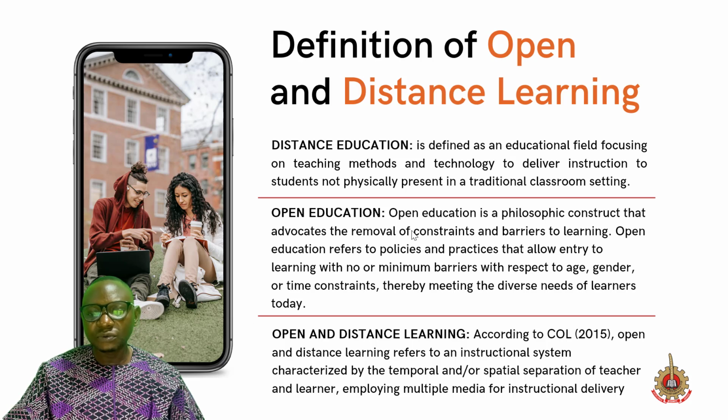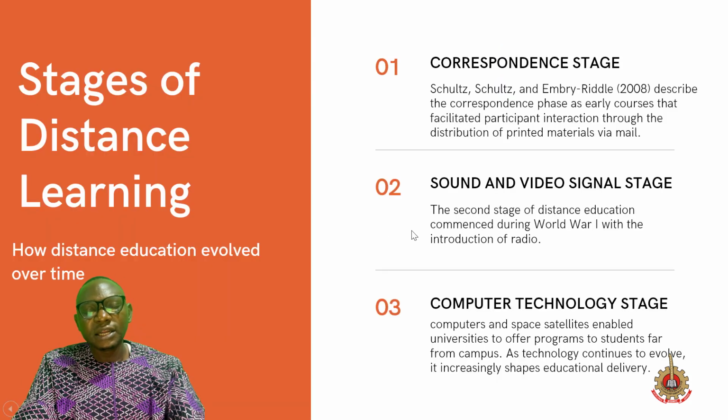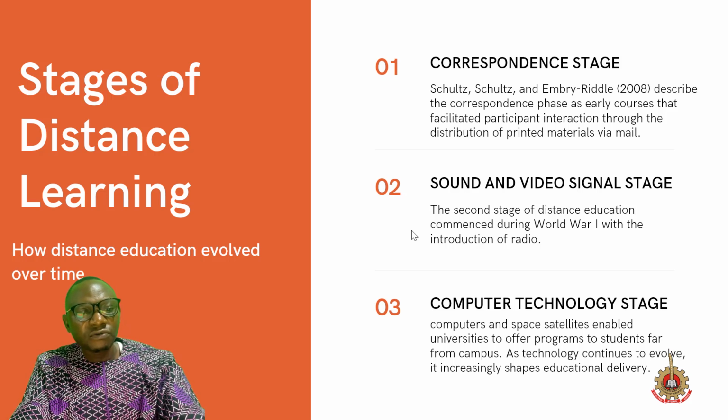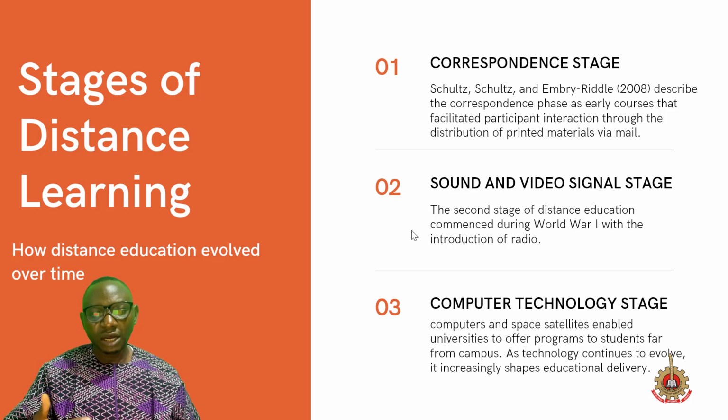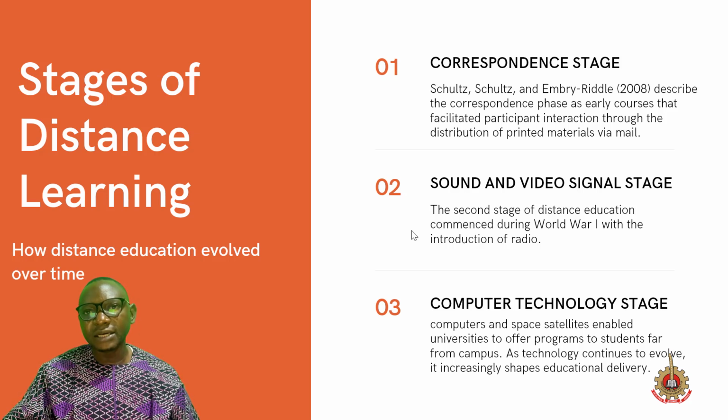Now, on that, we go to the next discussion, stages of distance learning. If you recall, when I was talking about distance learning the other time, I said the learner and the teacher, they are not in the same place, yet they have to communicate. How has it been done before now? All right. The first one there, that's the first stage, is the correspondence stage.